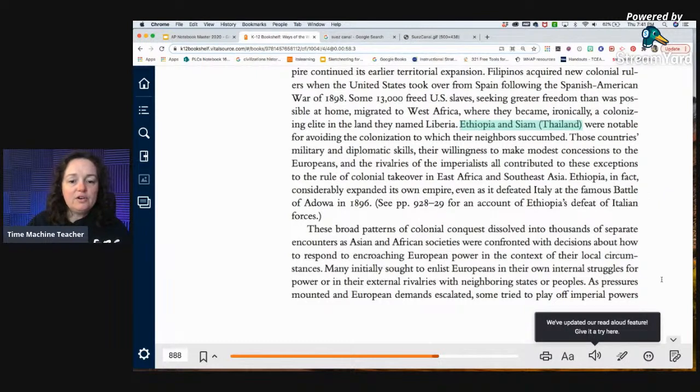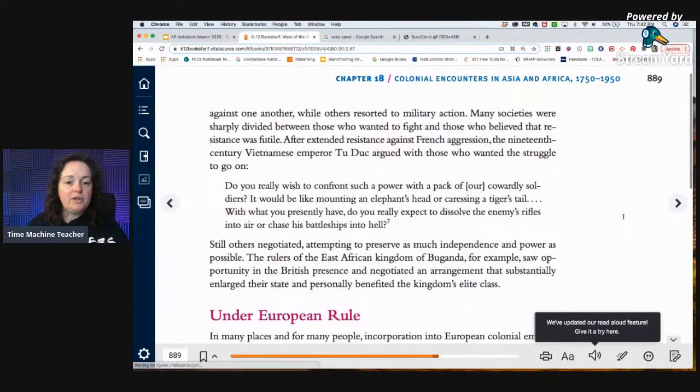These broad patterns of colonial conquest dissolved into thousands of separate encounters as Asian and African societies were confronted with decisions about how to respond to encroaching European power in the context of their local circumstances. Many initially sought to enlist Europeans in their own internal struggles for power or their external rivalries with neighboring states or peoples. As pressures mounted and European demands escalated, some tried to play off imperial powers against one another. While others resorted to military action, many societies were sharply divided between those who wanted to fight and those who believed that resistance was futile.